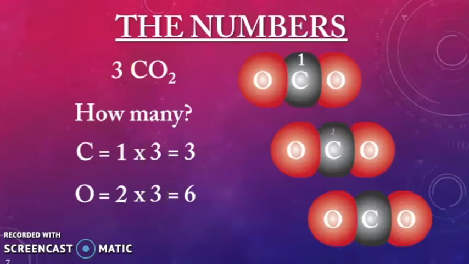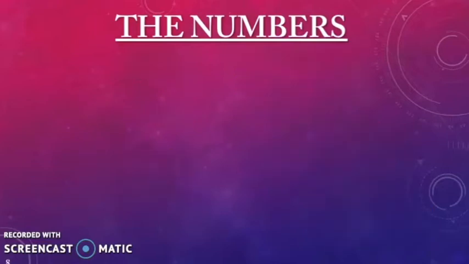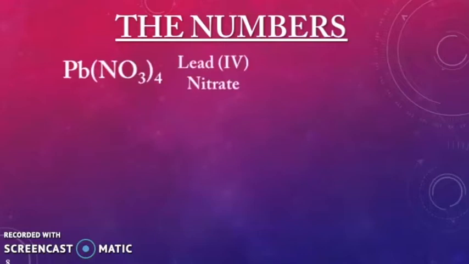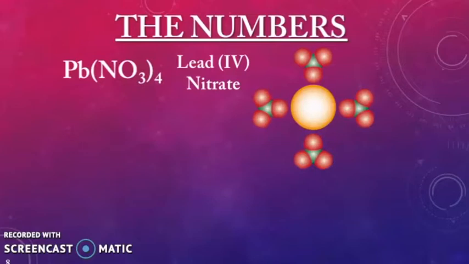Now let's count. 1, 2, 3 carbons, check. And I should have 6 oxygens. There's 4, 5, and 6 oxygens. So we are good. Now, let's look at an ionic compound that's going to be a little bit more tricky. This one is called lead(IV) nitrate. This is an ionic compound, and you see that it has lead in it, and then it also has a polyatomic ion, nitrate.